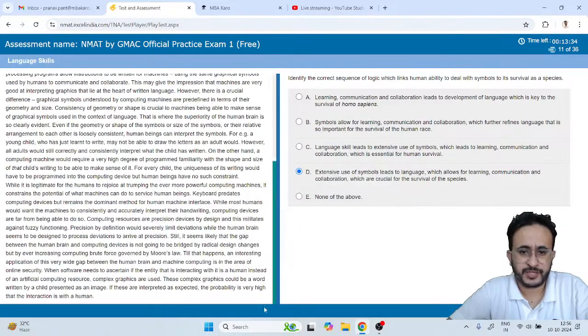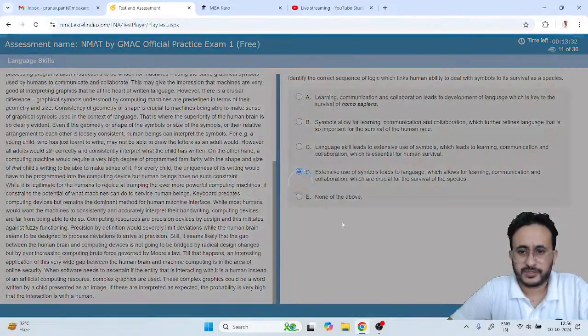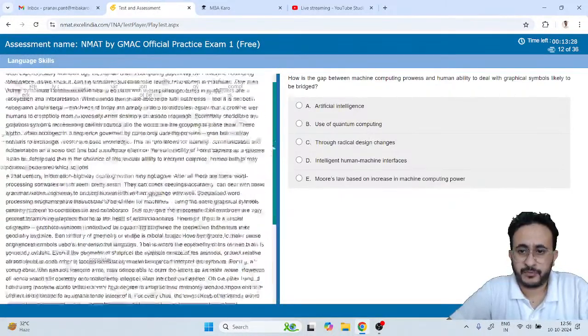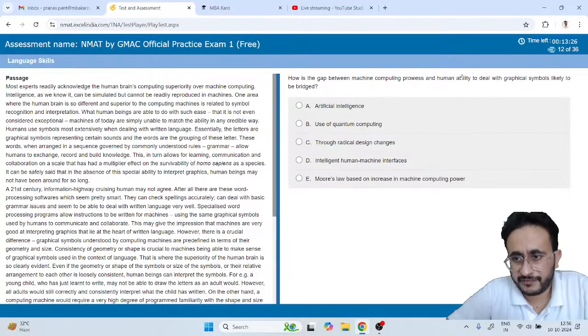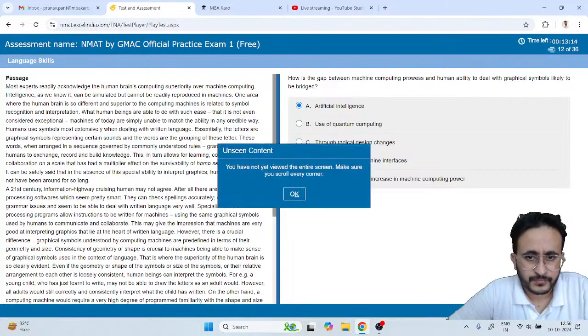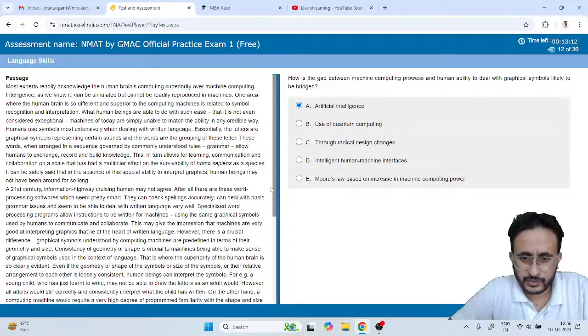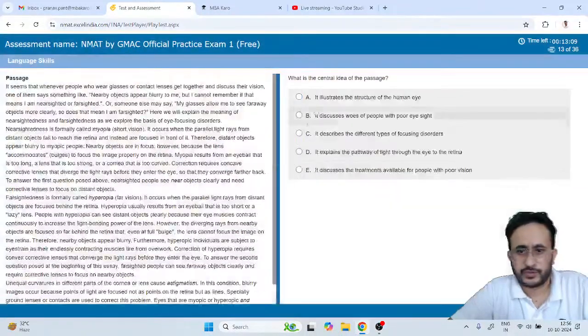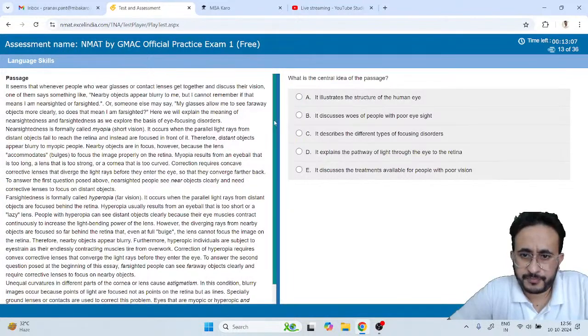But that is the worst part about NMAT. You have to scroll in all such questions. How is gap between machine computing progress and human ability to deal with graphical likely to be dealt? Artificial intelligence to draw to the central idea of the passage.